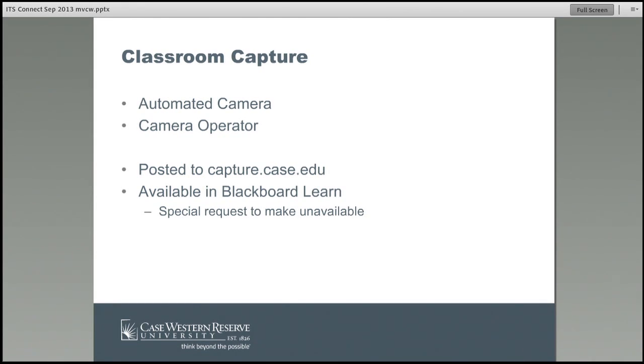So I mentioned classroom capture. You can have an automated camera in your room or a camera operator as well. These are automatically posted to capture.case.edu. So if you log in there, you'll be able to see all of them. The default is that they are available in Blackboard Learn. So as soon as they are processed and captured, they are available for your course. You can go in and make them unavailable if you need to by going to capture.case.edu. And also, if you want them to always be unavailable at first so that you can take a look at them, you can put a special request in through the service desk to have your videos unavailable.